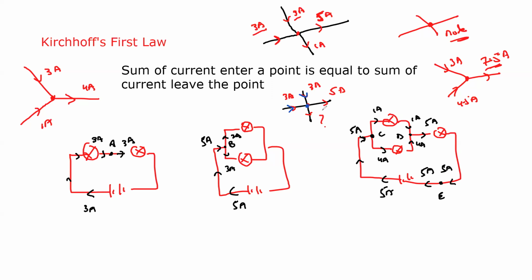So how much current should leave? The same amount of current should leave. If 5 ampere is here, how much is remaining? 1 ampere. So this will be 1 ampere. So in an electrical circuit, the total current entering is equal to the total current leaving at that point.